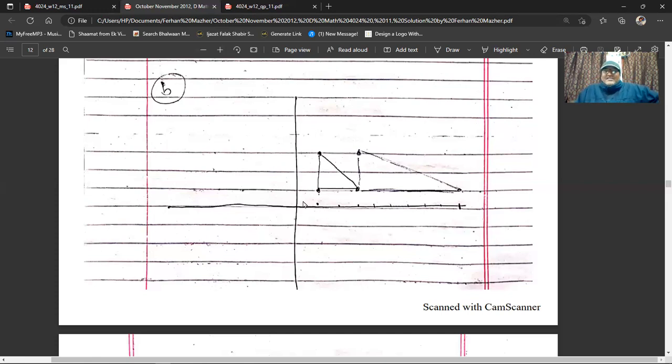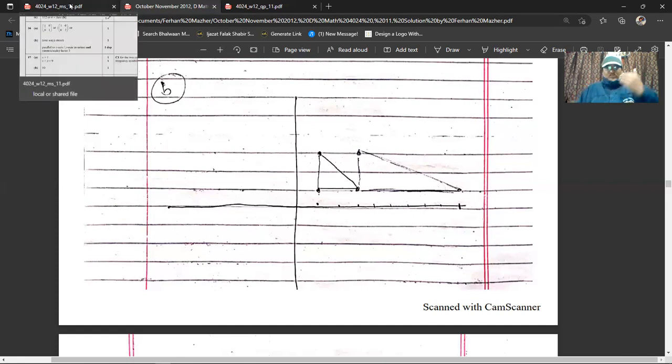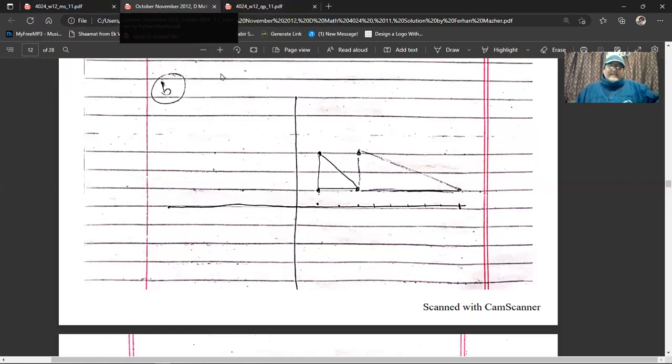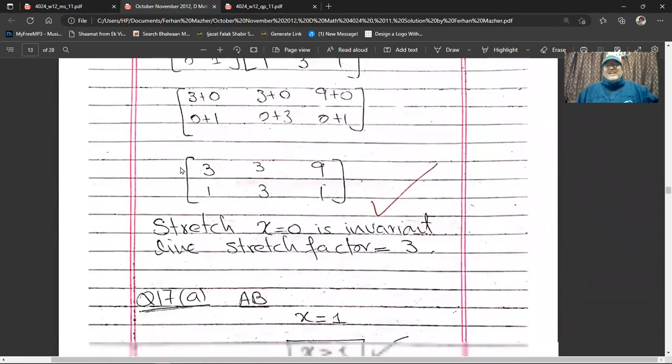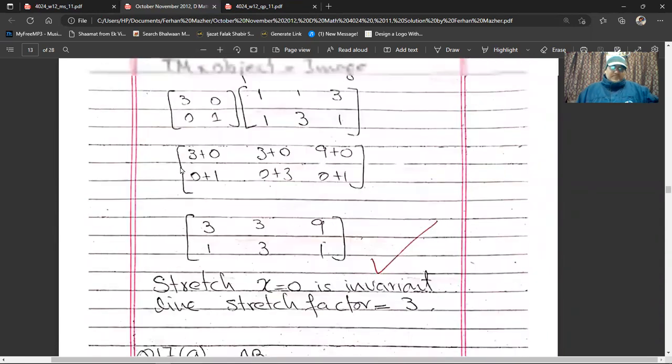And the scale factor: this distance is 1, and then it goes to 3. This distance is 3, and then it goes to 9. So the scale factor is 3, because the distance from the invariant line has increased 3 times. So this represents a stretch, and the invariant line is x equals 0, or you can say the y-axis is the invariant line, and the scale factor is 3.